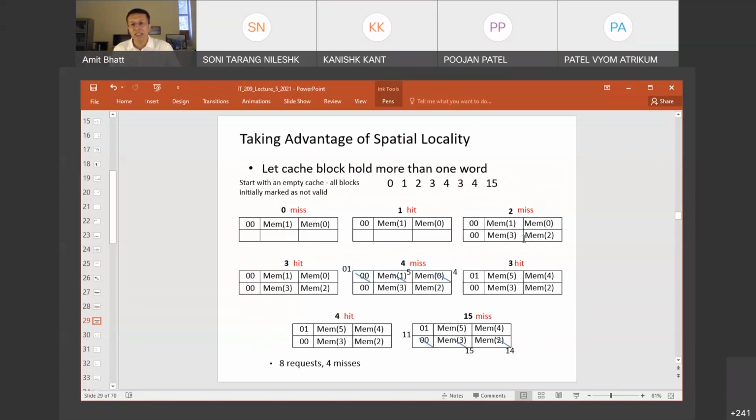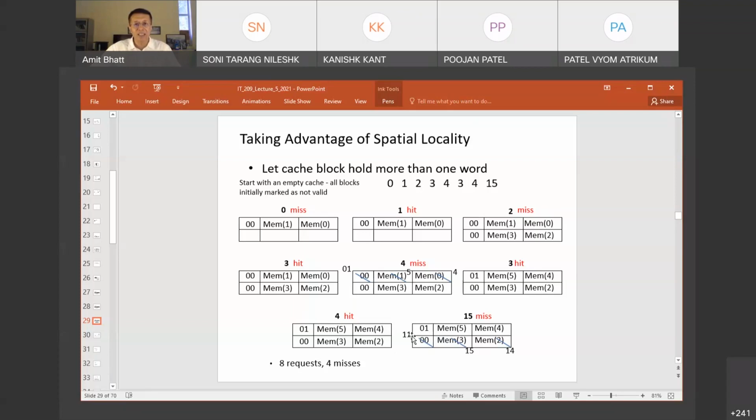Then, the 3 was called. So it's a hit. And then, you can go and traverse this. So what have we learned? We have learned that getting just one at a time is not good. You should get 2 or more addresses together. And what are we taking advantage of?